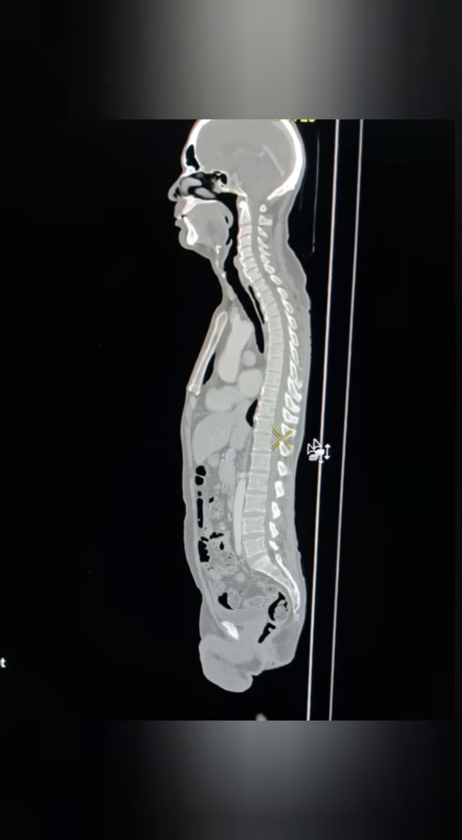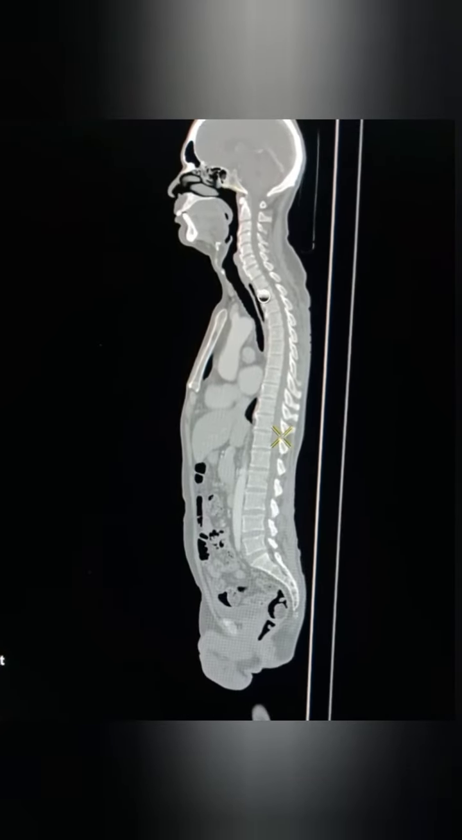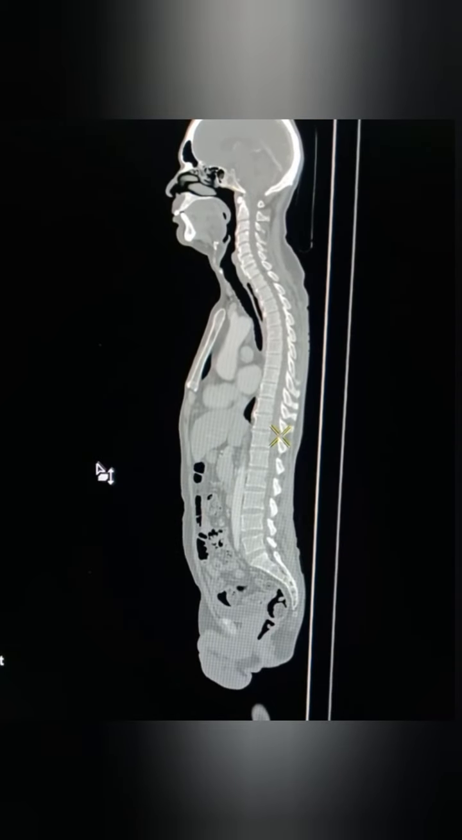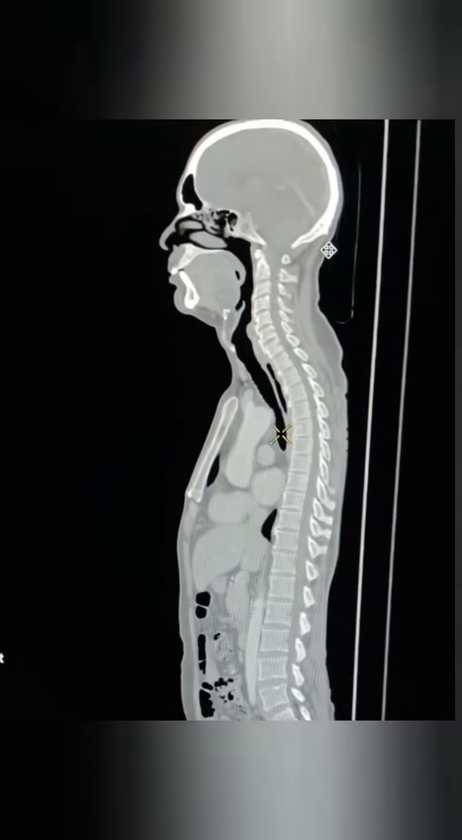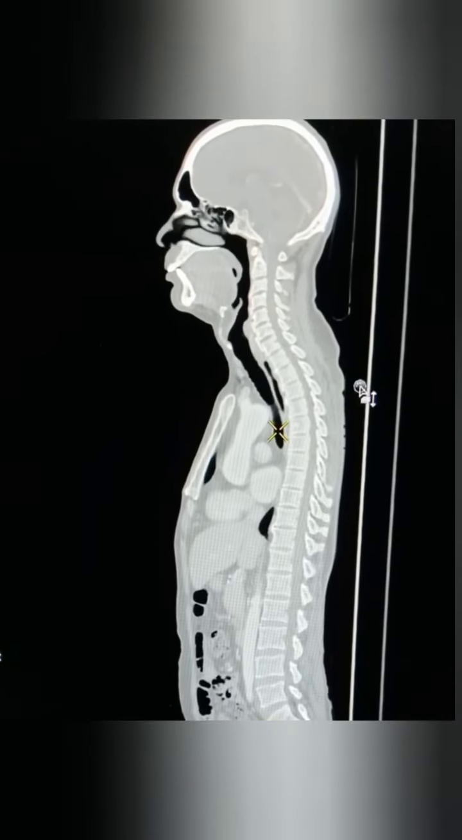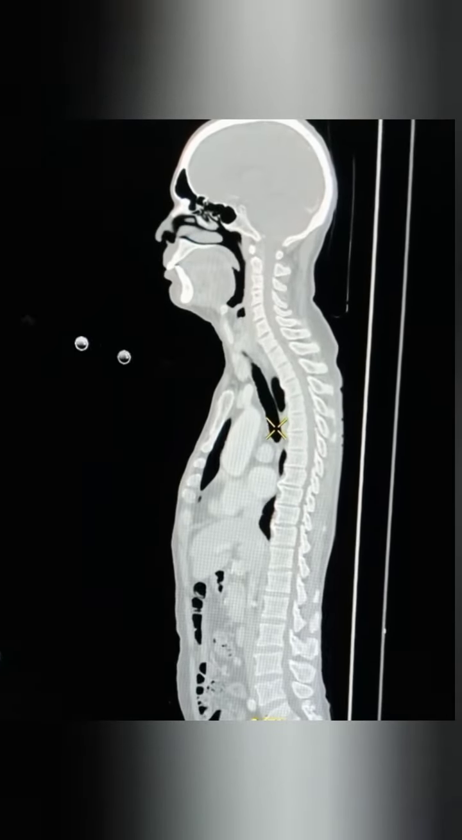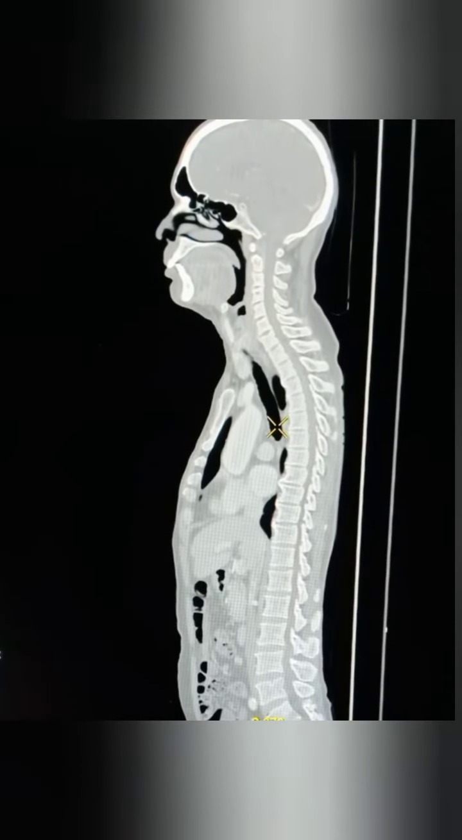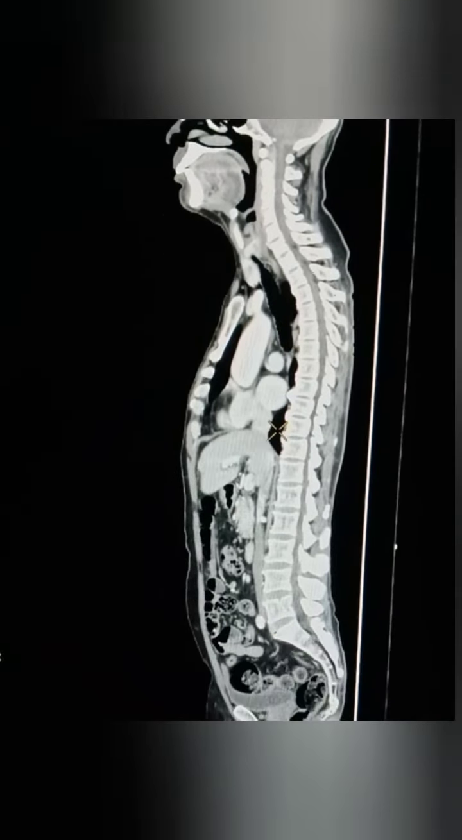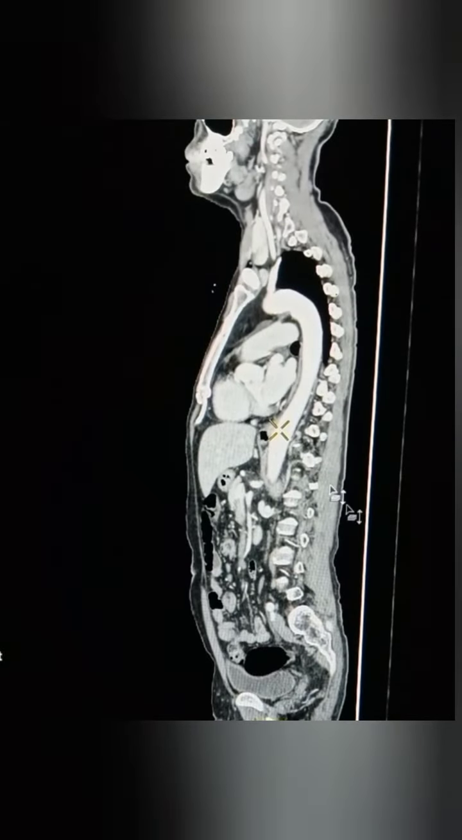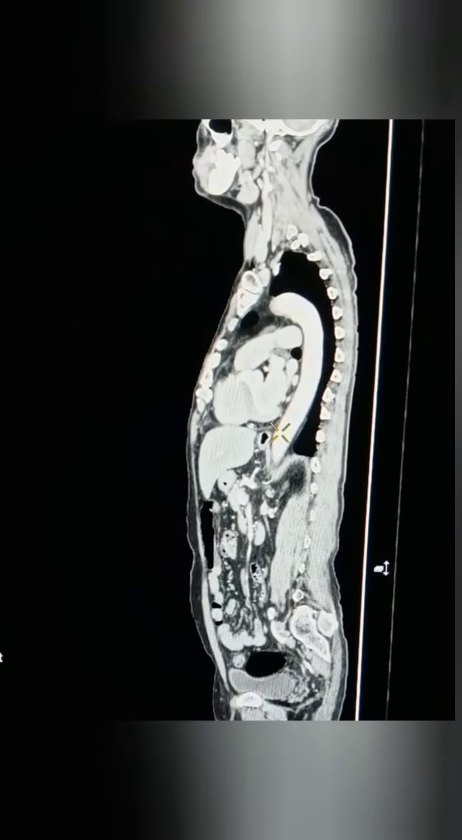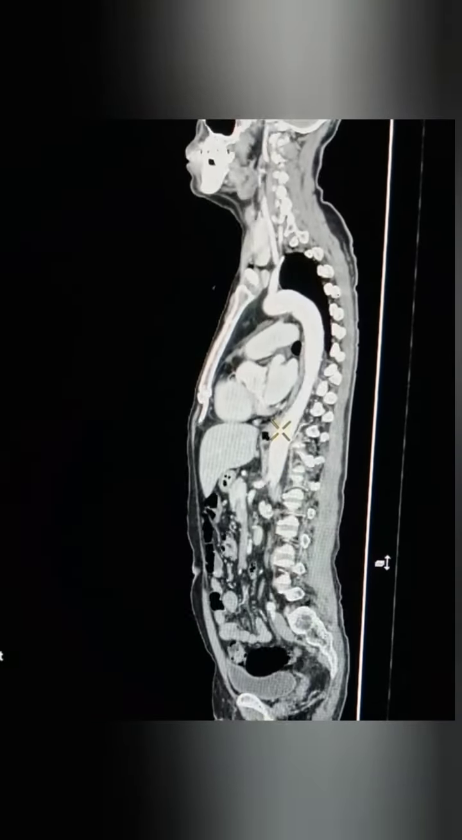You can see the vertebrae, and if there are any osteophytes. You can appreciate the aorta, the thoracic and the abdominal aorta, better on this sagittal image.